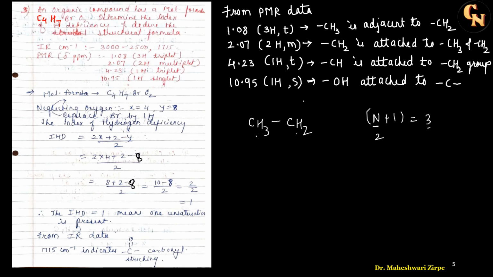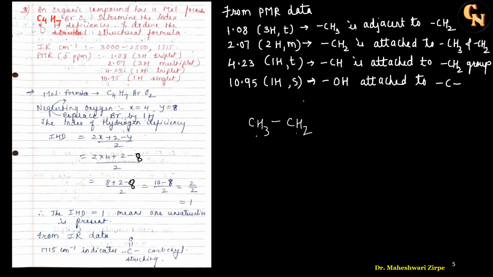So CH2 group must be present. Okay, so CH3 should be adjacent to the CH2 group, that indicates. Now, the next data is what? 2.07. What does 2.07 indicate?